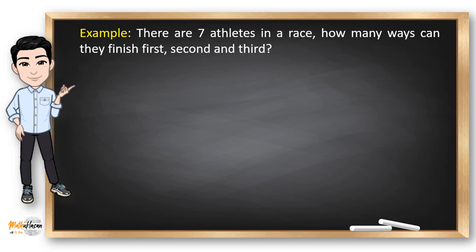Now here, there are 7 athletes in a race. So how many ways can they finish first, second, and third? Okay, so the first event is for the athlete winning first, and then of course second, and then third. Now we need to think if there is a repetition here. Of course, if say person A will have the first place, he or she is no longer the choice for the second and third, correct? Because he cannot win first, second, and third simultaneously. So we can have here 7 in the first option. For the first, we have 7 athletes, right?